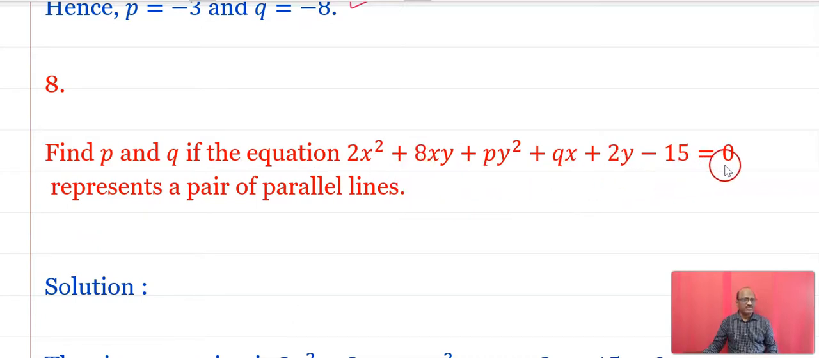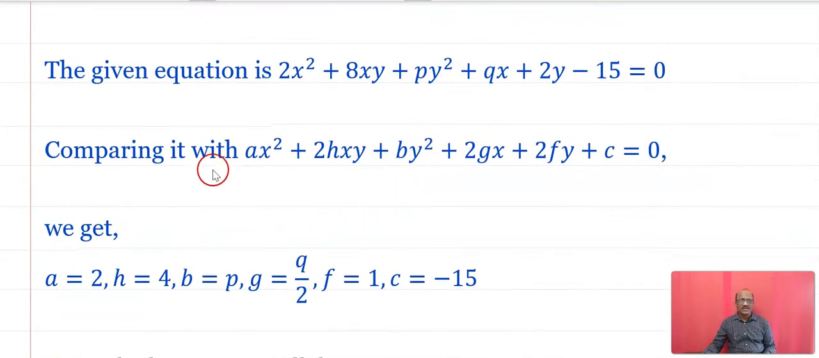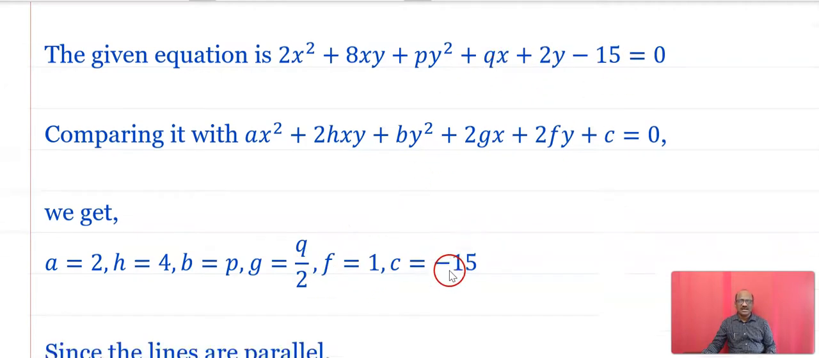Now next problem. Find p and q if the equation 2x square plus 8xy plus py square plus qx plus 2y minus 15 is equal to 0 represents a pair of parallel lines. The given equation is 2x square plus 8xy plus py square plus qx plus 2y minus 15 is equal to 0. Again we will compare here. Similar types of problems are here. Ax square plus 2hxy plus by square plus 2gx plus 2fy plus c is equal to 0. After comparing here, you will get a is 2, h is 4, b is p, g is q upon 2, f is 1, c is minus 15.